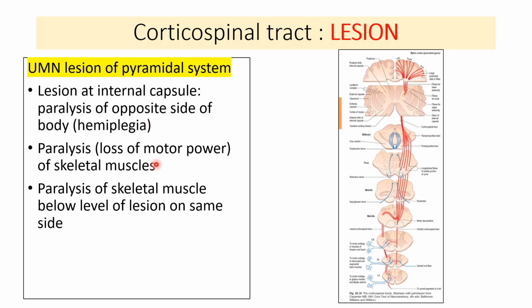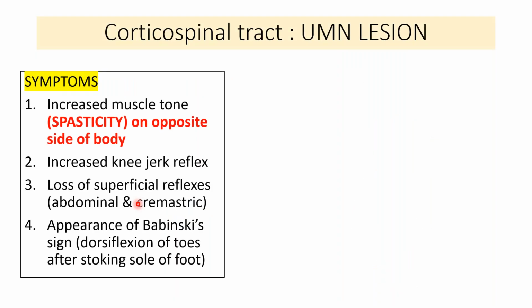So skeletal muscle paralysis will occur below the level of the lesion on the same side, on the opposite side, sorry. Now the symptom that arises from the corticospinal tract lesion is spasticity, increased muscle tone on the opposite half of the body. The rest are increased knee jerk reflex, loss of superficial reflexes, appearance of Babinski sign, which is dorsiflexion of toes after stroking of the sole of the foot. I'll come to these symptoms in detail in subsequent lectures.